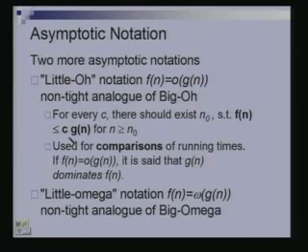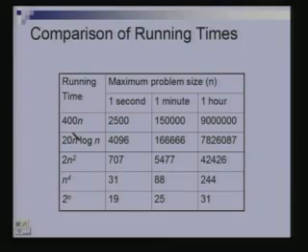Okay, great. This is just one slide that I put up to show what the difference between these functions is like. So suppose I have algorithms whose running times are like 400n, 20n log n, 2n square, n to the 4, and 2 to the n. And here I list out what is the largest problem size you can solve in 1 second, 1 minute, and 1 hour. Okay, so the largest problem size you can solve is roughly 2500, using some constant.